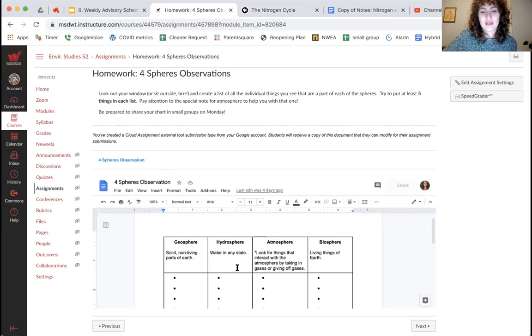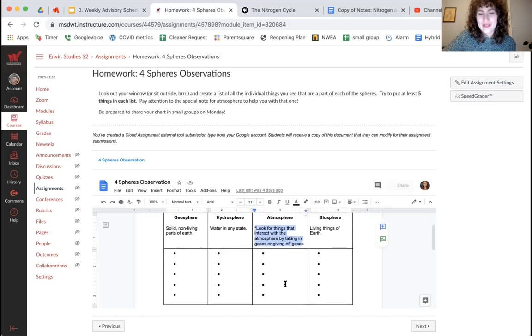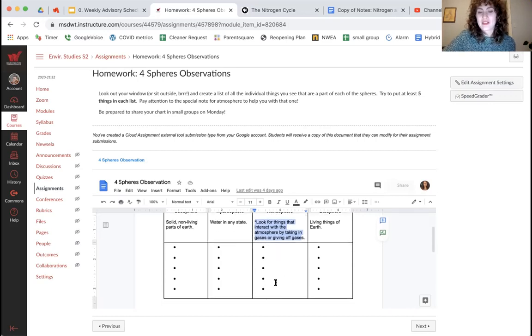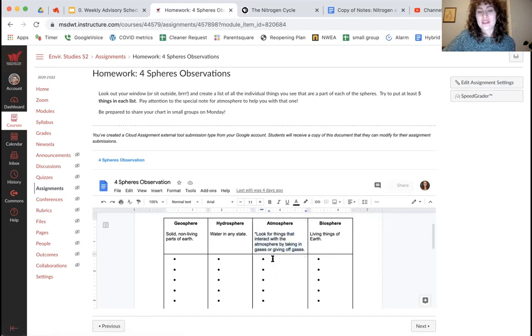Now, I have a special note about the atmosphere. It's right here. Look for things that interact with the atmosphere, either by taking in gases or giving off gases. They can be natural or man-made. The atmosphere is a tough one to observe because you just look and you see air and that's it. So rather than just everybody putting air for their one thing, I want you to see if you can get creative and look for either natural or man-made things that take in gases from the atmosphere or give off gases. So things that exchange gases with the atmosphere. Everything else should be pretty easy to make lists of.